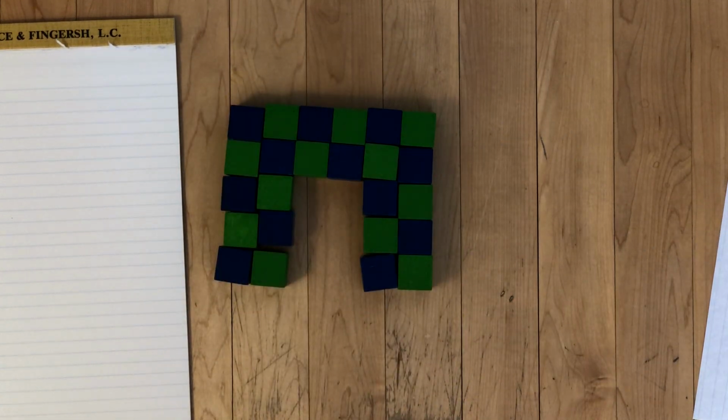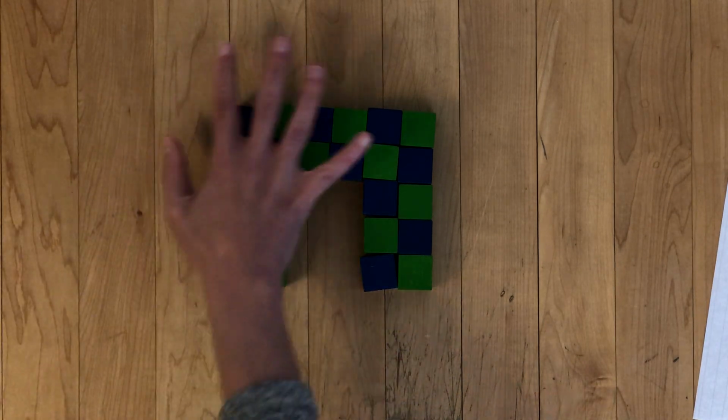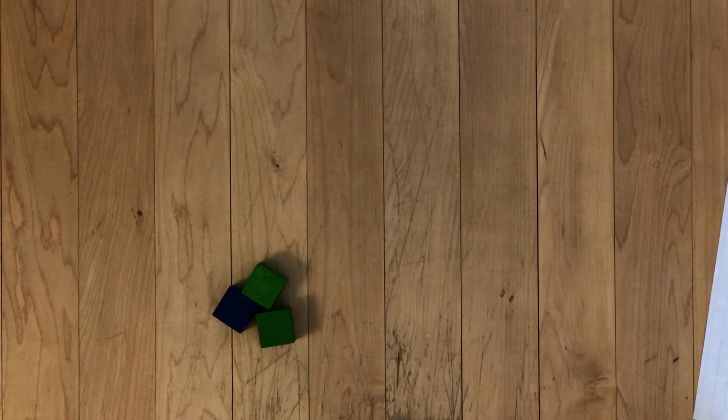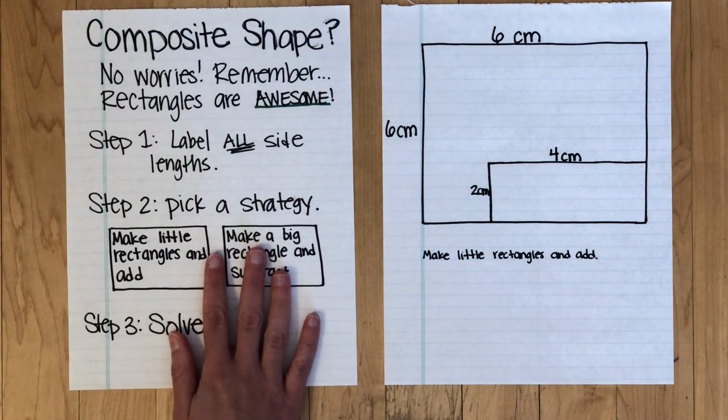Now we're not always, of course, going to have blocks that we're working with. Sometimes we're going to have area models. So let's look at one as an example. So here is my first area model. And it would probably help if you had a piece of paper to help you solve right now too. So let's use my strategies to figure this out.